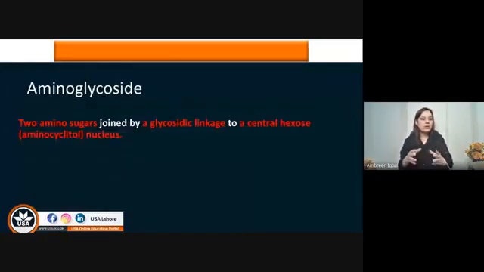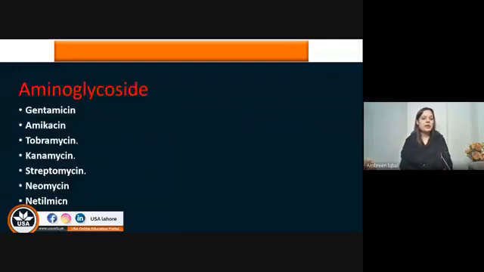What are aminoglycosides? As the name indicates, two amino sugars are joined by a glycoside linkage to a central hexose nucleus. So two amino sugars are linked with a glycoside linkage, and we call it an aminoglycoside. Let me tell you the names of aminoglycosides: gentamicin, amikacin, tobramycin, kanamycin, streptomycin, neomycin, and netilmicin. All the mycins are aminoglycosides: genta, amika, tobra, kana, strepto, neo, and netilmicin.